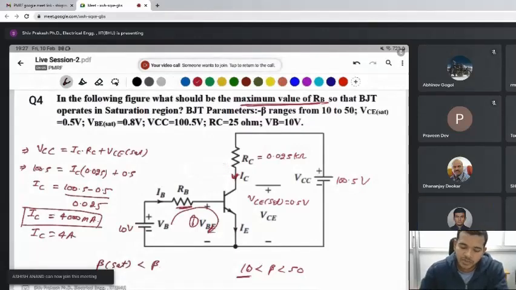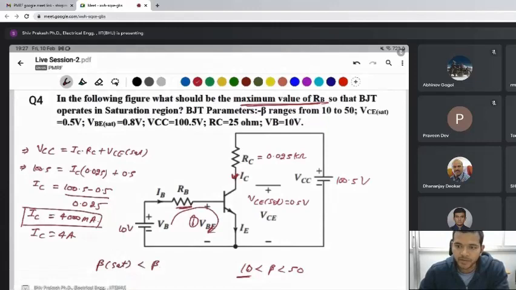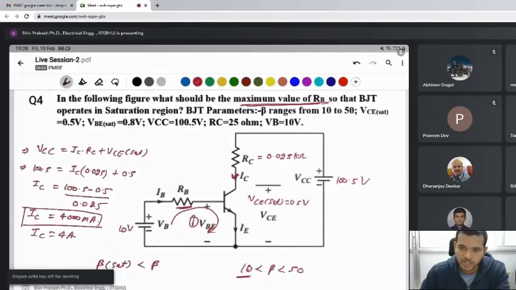Then in the beta saturation condition, if I consider a saturation beta less than the beta value given, but beta is given as 10 to 50. If I take beta as 50, then definitely it can go into saturation. As the range varies from 10 to 50, the least value of beta is 10, so 10 is the maximum value of beta you can't take more than 10, because the saturation beta is less than the beta value in the saturation condition.